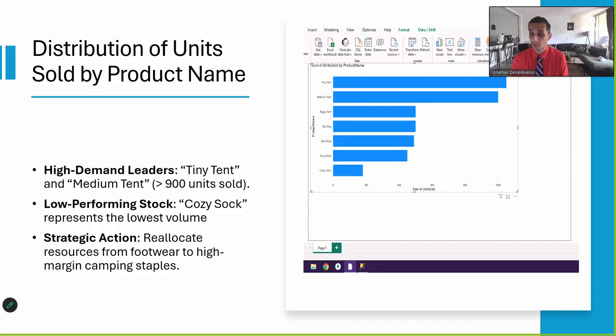So let's look at our first metric, units sold by product name. This visualization is critical for identifying high demand inventory versus slow moving stock. As you can see, our tiny tent and medium tent are the clear heavy hitters, both surpassing the 900 unit mark, as mentioned before. On the other end of the spectrum, cozy sock is significantly underperforming. From a management standpoint, the data tells us that our customers have a strong preference for larger outdoor equipment. I recommend we reallocate our marketing and inventory resources away from low performing footwear and double down on these camping staples.